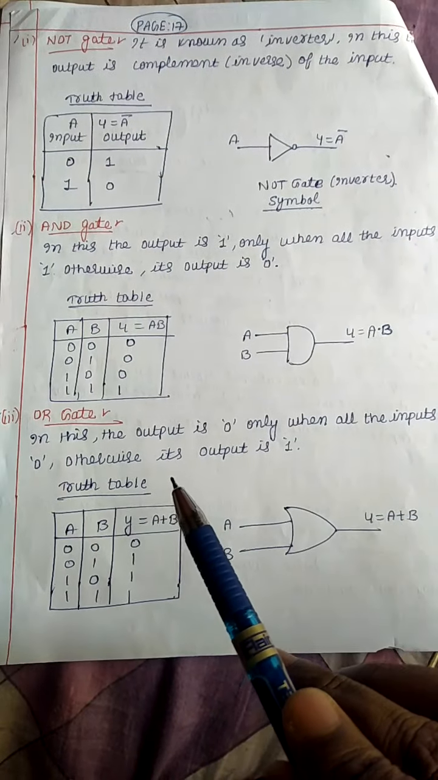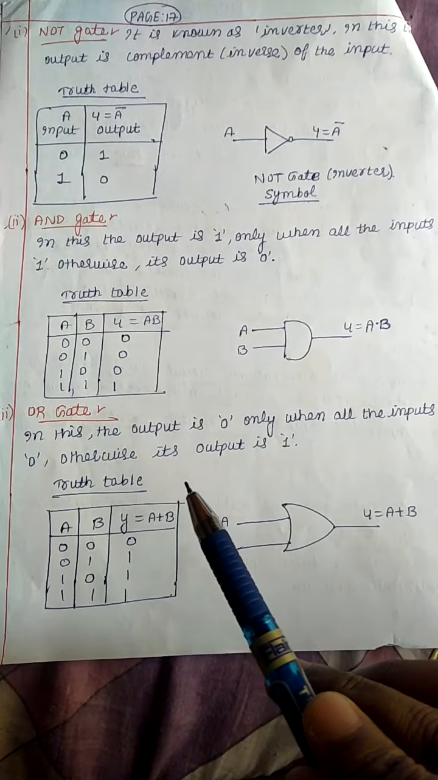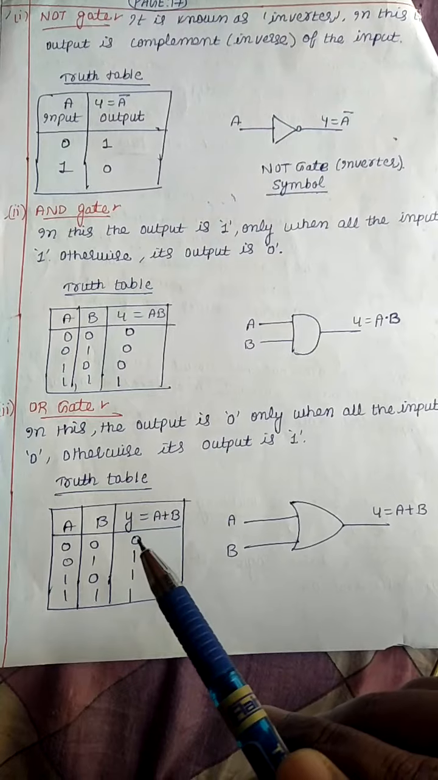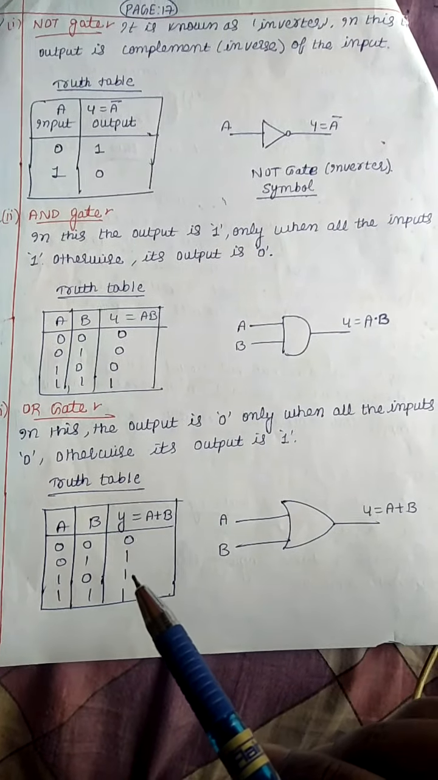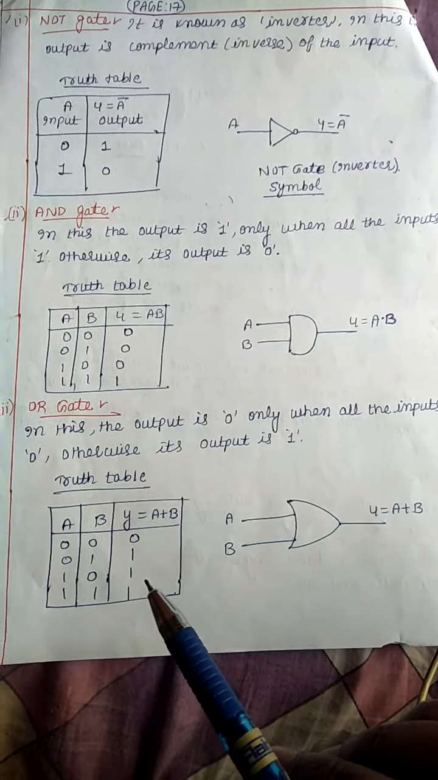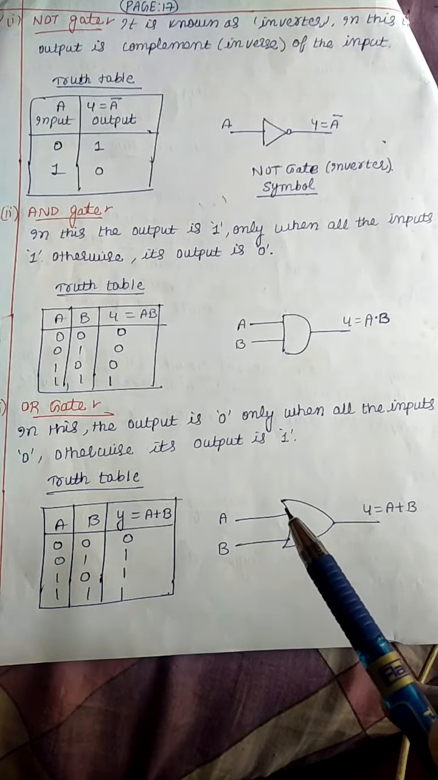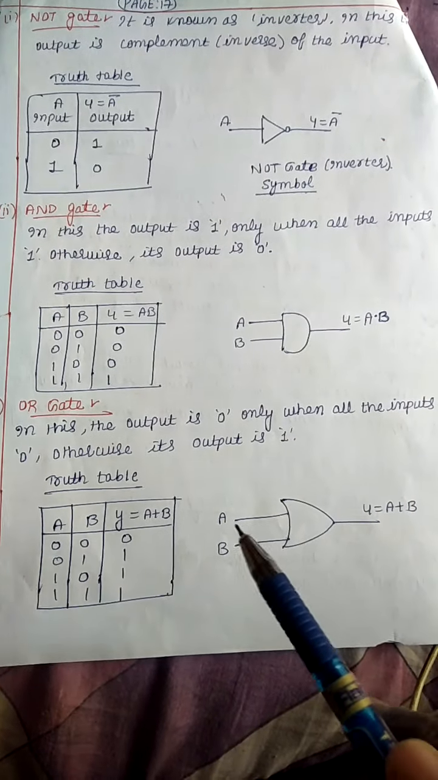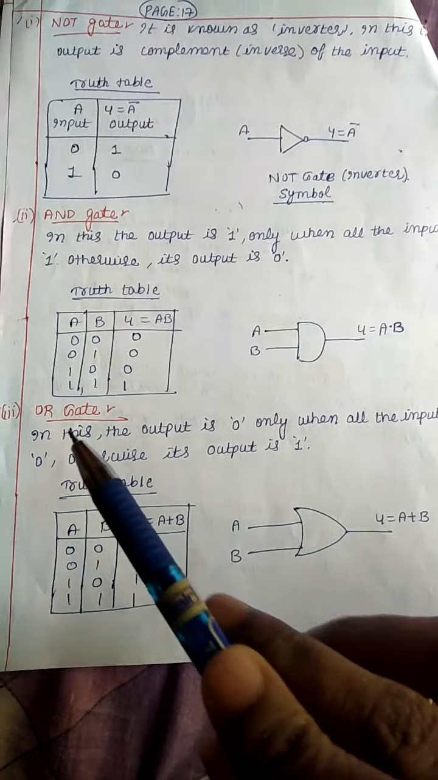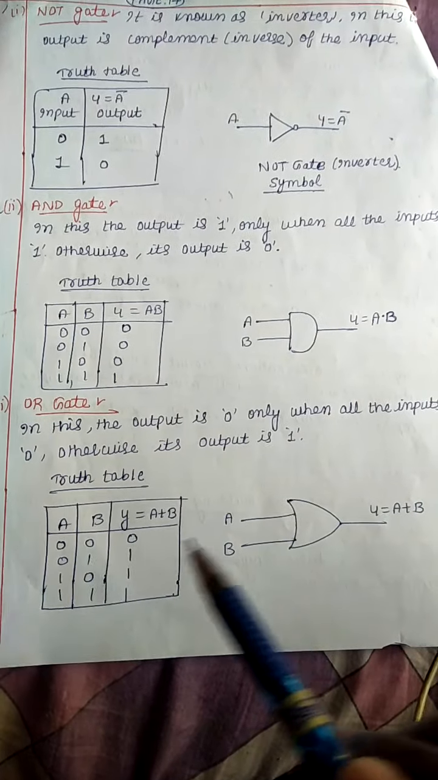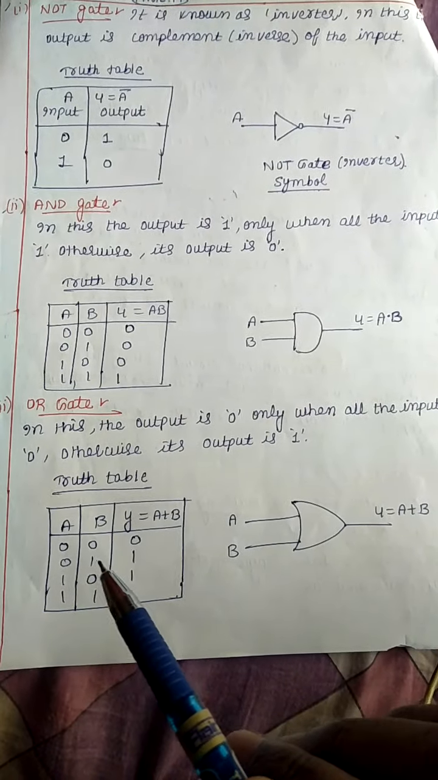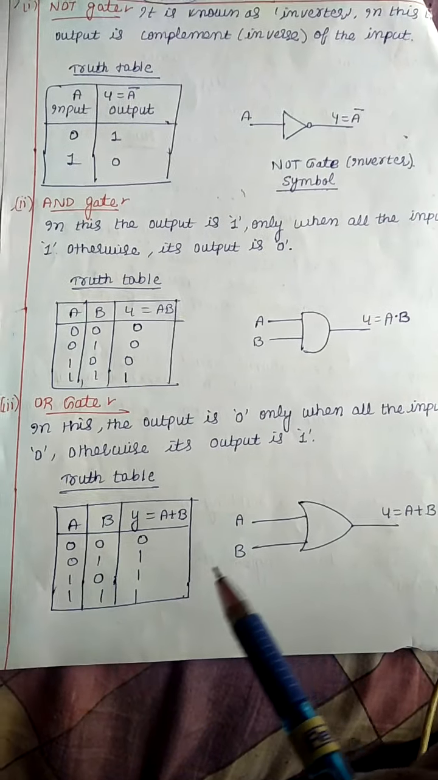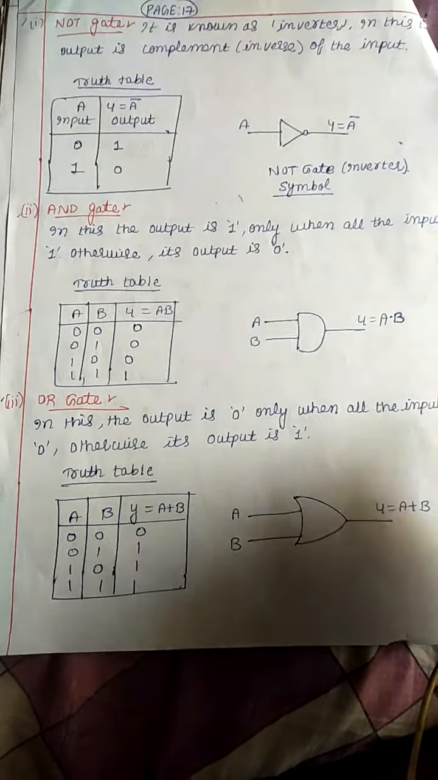If we come to the OR gate, if both the inputs are 0, then the output is 0. Otherwise, the output is 1. The symbolic representation of the OR gate is like this. Y is equal to A plus B. OR means A plus B. So 0 plus 0 is 0, 0 plus 1 is 1, 1 plus 0 is 1, and 1 plus 1 means 1.